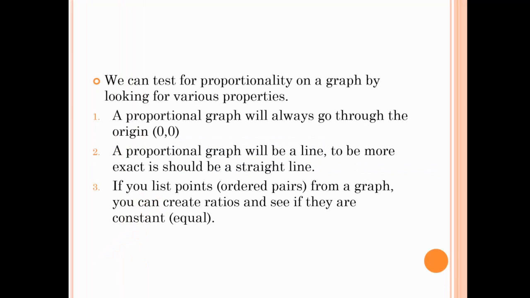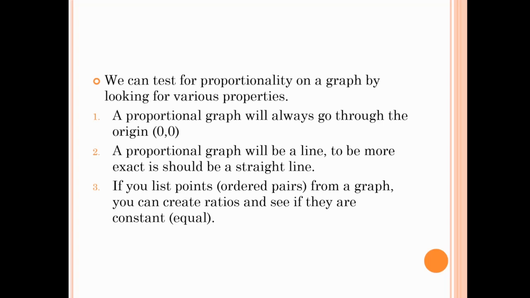To move straight ahead, we have three main points that we can follow if we want to see the proportionality in our graphs. We can test for proportionality on a graph by looking for various properties. One is that a proportional graph will always go through the origin, no matter what. So it always connects to the origin. If it doesn't connect to the origin, that means that graph is not a proportional graph.